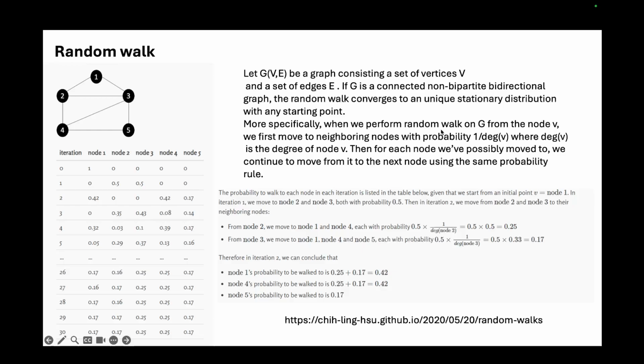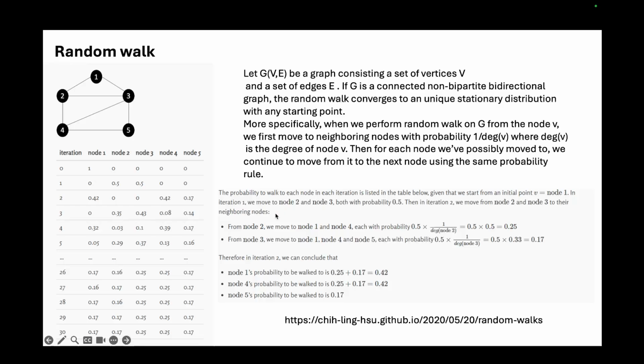More specifically, when we perform a random walk on G from the node V, we first move to the neighboring nodes with a probability of 1 by degree of V. Degree of V is the number of edges connected to that particular node. Say, for example, you want to move from this location to this location. This is not the only way to do it. You can move directly from 3 to 4. You can move 3, 5, 4. You can move 3, 2, 4. You can move 3, 1, 2, 4. So there are many ways to do it. Based on the number of edges that are coming out or going in for the particular node, the probability is decided.